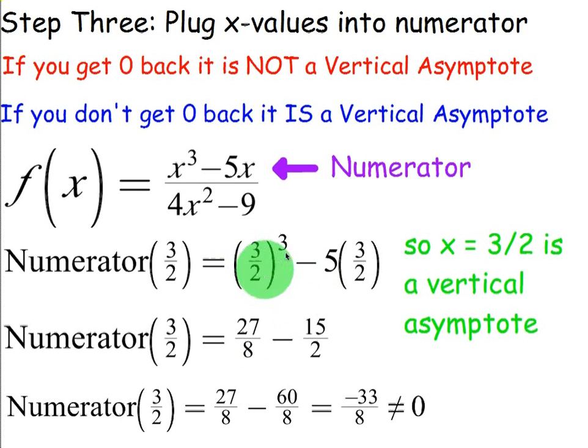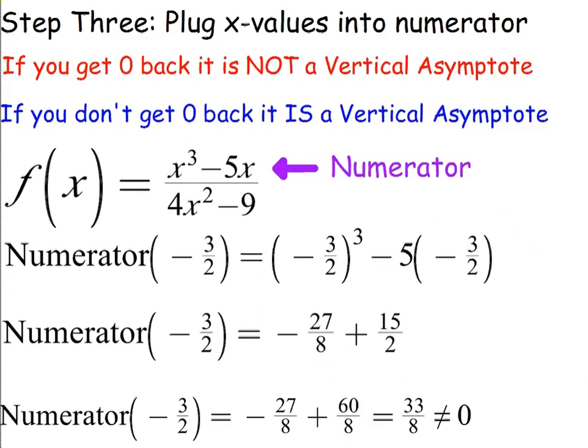3 cubed is 27, 2 cubed is 8, and then 5 times 3 is 15 over 2. In order to subtract these, you have to find a common denominator, so the right becomes 60 over 8. And from that point, I can tell it's not going to be 0, okay? It's going to be negative 33 over 8, which is not 0. So again, that number doesn't matter, but what it tells me is since it's not 0, that means the number I plugged in is a vertical asymptote. So this has a vertical asymptote at x equals 3 over 2. But we also have to check the negative 3 over 2 to make sure it doesn't give us 0 either.